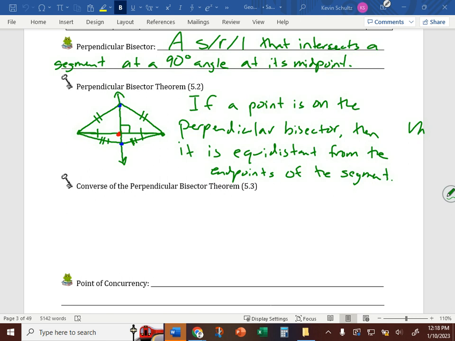Equidistant means same distance from. Questions thus far?